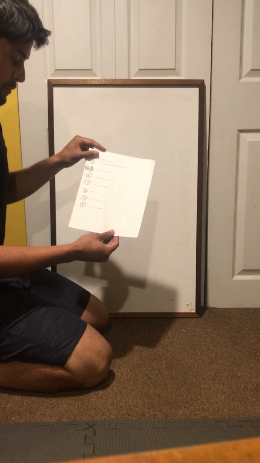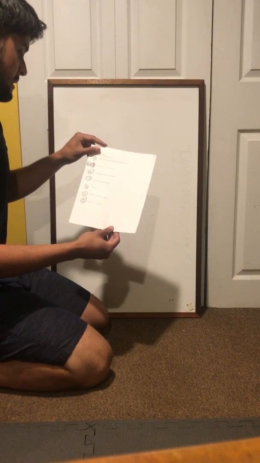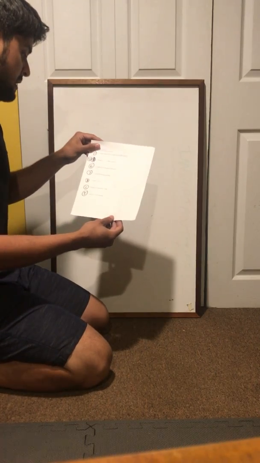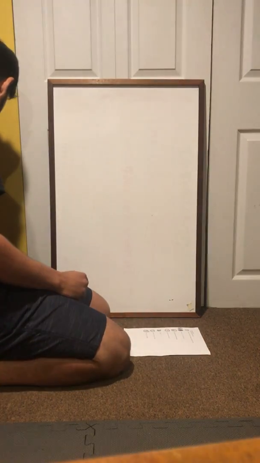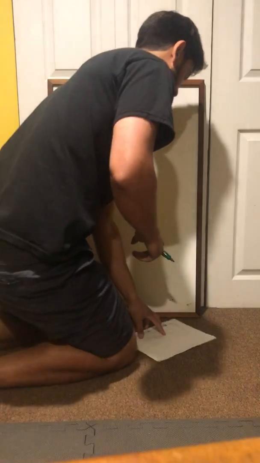Number 5, prove log base 27 of 14 is irrational. Number 6, the fundamental theorem of arithmetic. And number 7, the quotient remainder theorem. All right, so the first one here is the Euclid's lemma.